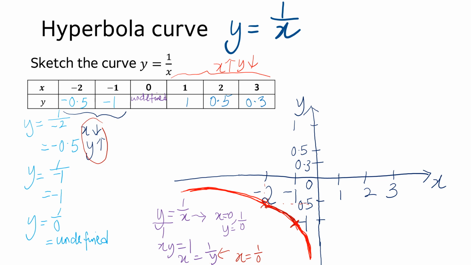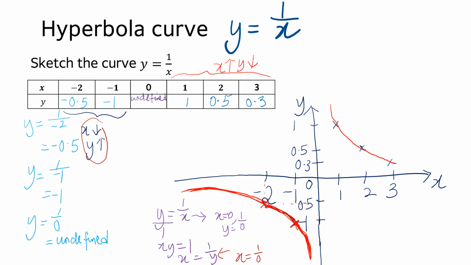Okay, so this is the part of the curve where your coordinate of x is a negative value. What happens if your coordinate of x is a positive value? Okay, let's see what happens when x is 1, y is 1, x is 2, y is 0.5, x is 3, y is 0.3. Okay, similarly, when you join them, you'll get a curve, right?